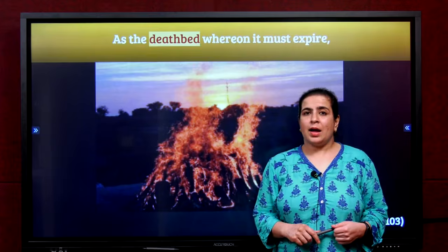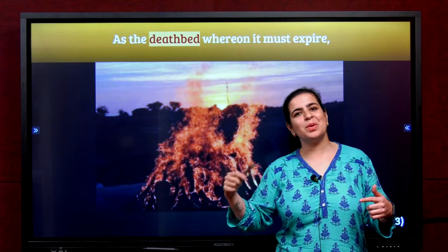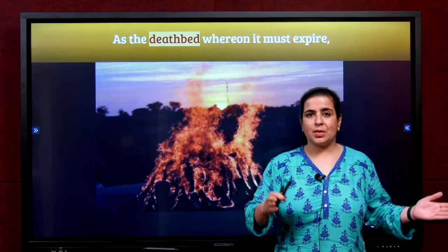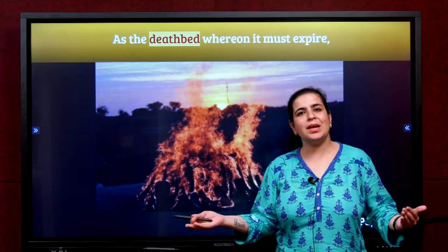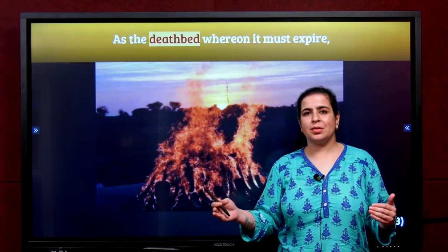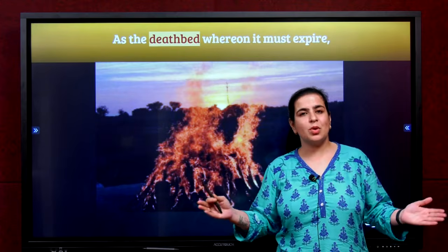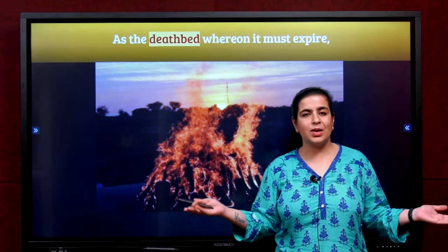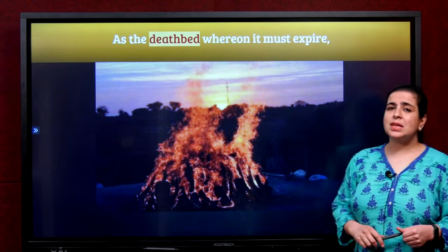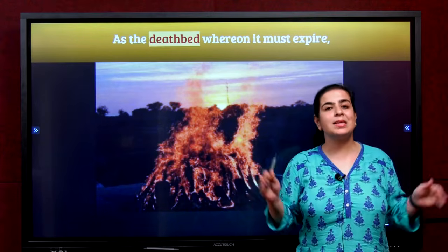Now, everything is a cycle, right? We see autumn, we see spring, and then we see autumn again. So it's a cycle. We see the day, we see the night, and then we see morning again. We see the day again. But here, we don't. In death, we don't. Once a person dies, he is not alive again. So this is what he is talking about. Once I die, you will never be able to see me again. As the deathbed whereon it must expire. It is the deathbed that everything has an end. It expires.